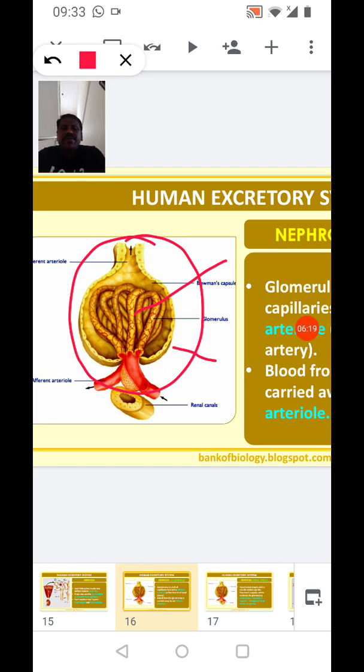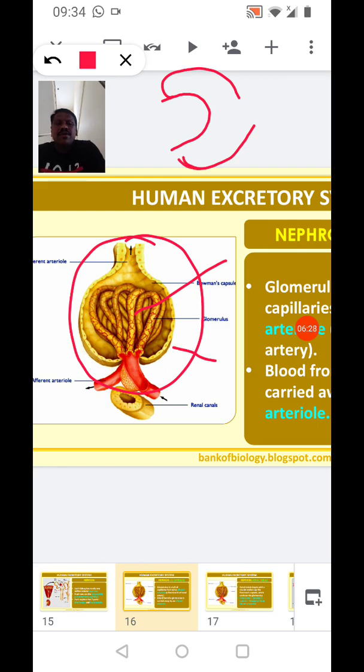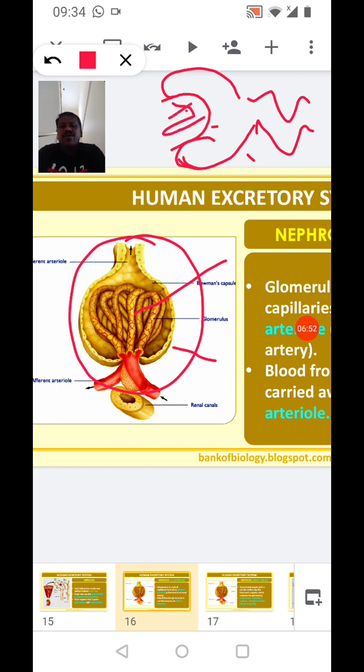I will try to explain. Remember, this is the Bowman's capsule. Okay, Bowman's capsule is double layered. This is the one and this is the second. A double layered cup-like structure is called Bowman's capsule. And in the cup, a group of blood vessels are present, which are known as the glomerulus.